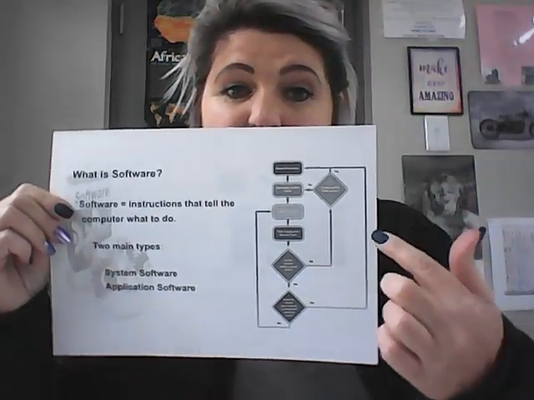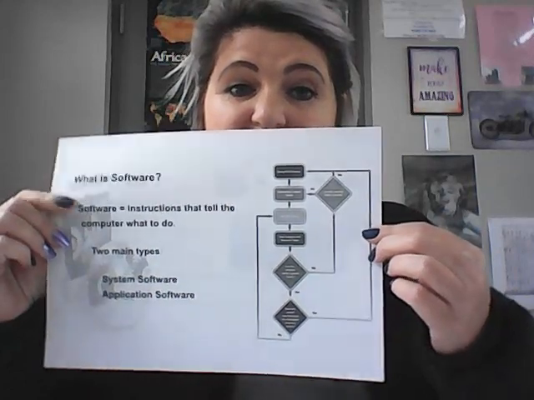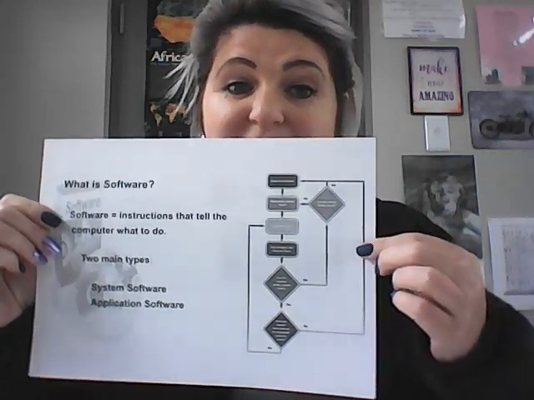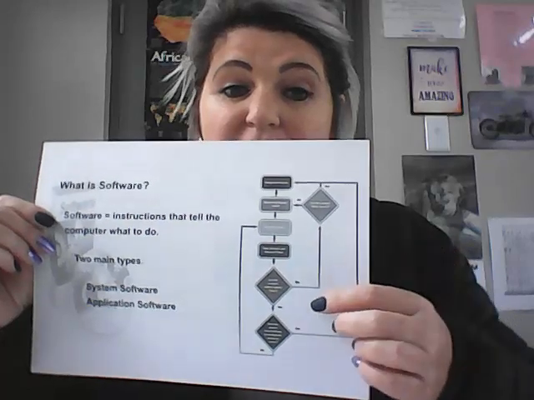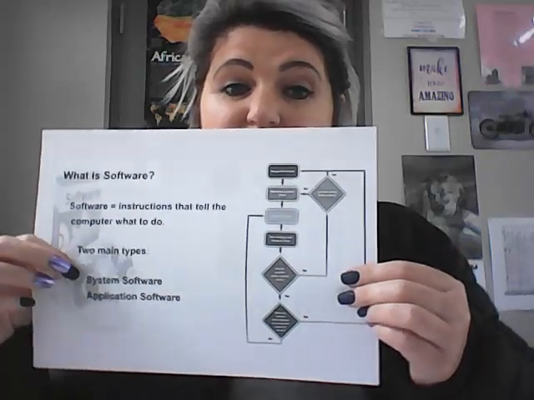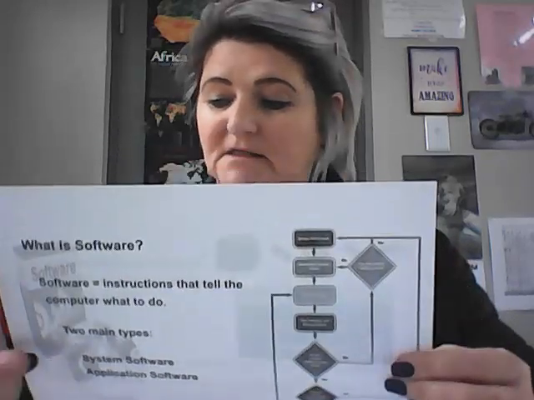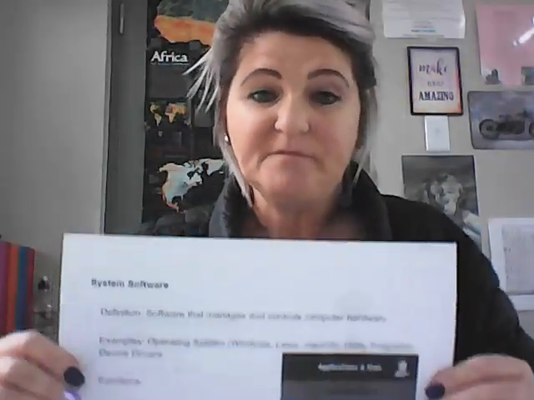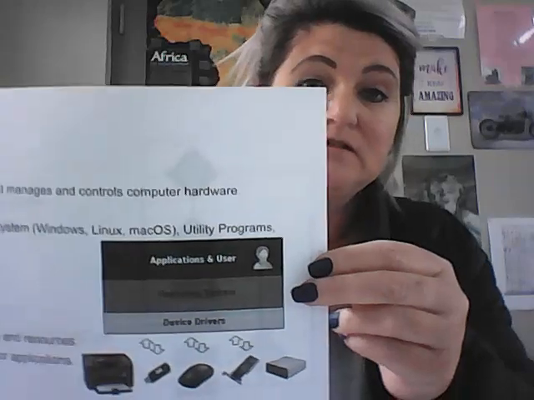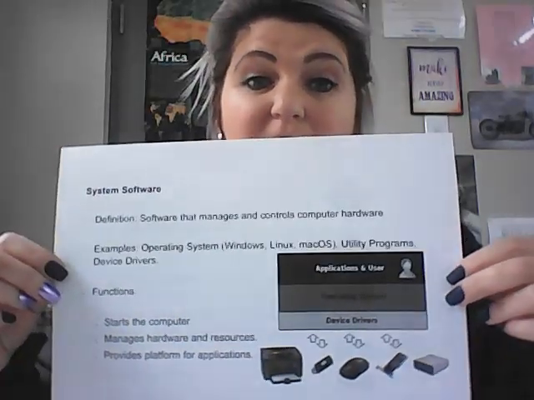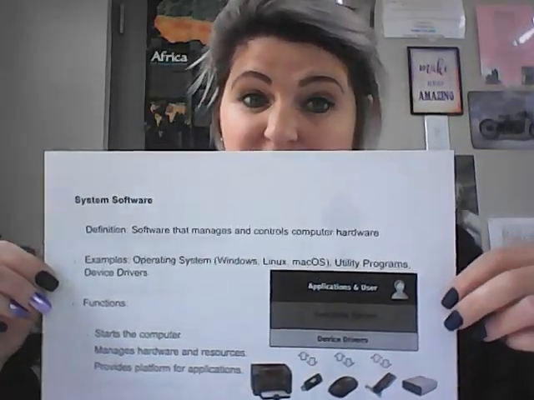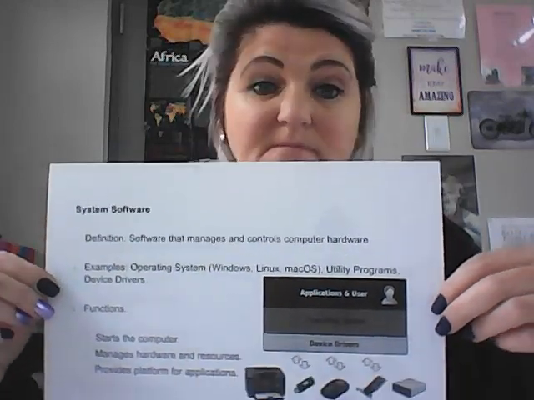All right, as I explained to you, here we go. System software is instructions that tell the computer what to do. So there are two main types, which are system software and application software. So let's talk about the definition of system software. We start with that.